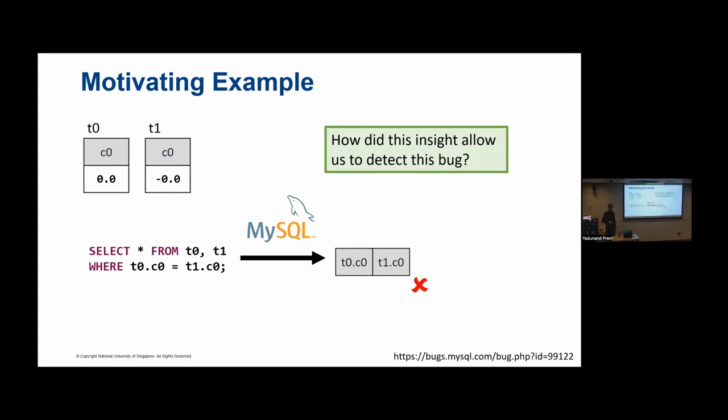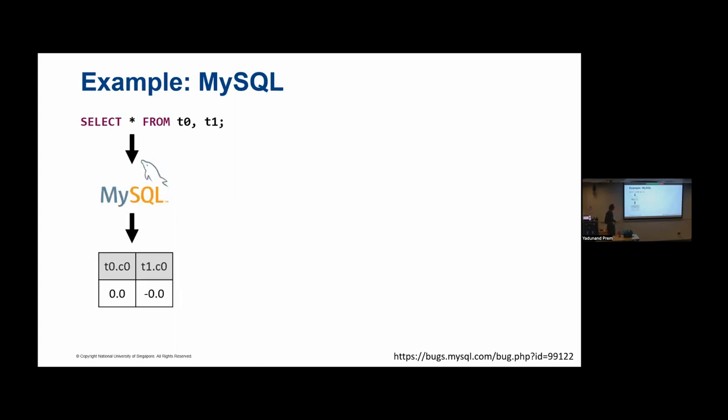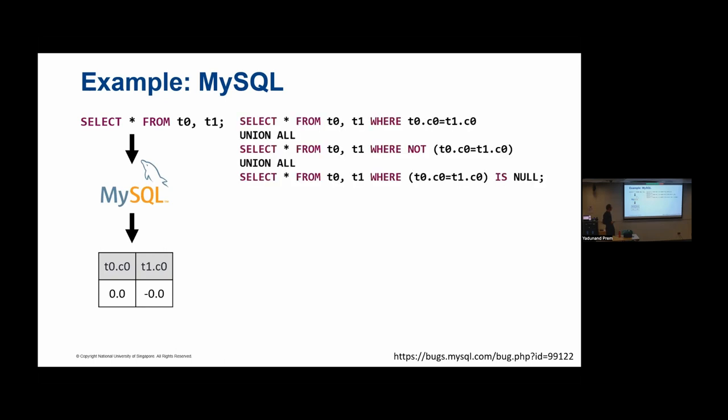Now, how did this actually allow us to find the bug from the motivating example? Well, we first generated this original query, which simply creates the cross product of all values from T0 and T1. So it's basically counting the number of fruits in the bowl, right? And there MySQL returned the correct result, which we don't know yet actually, but it luckily did. And then you can see here that we derived these more complex partitioning queries based on this random predicate phi, which compares the two columns. And you can see that we have the non-negated version of the predicate, the negated one, and the is null one.